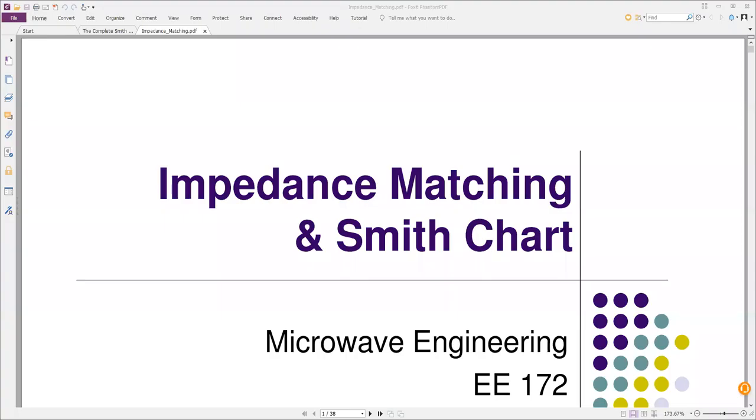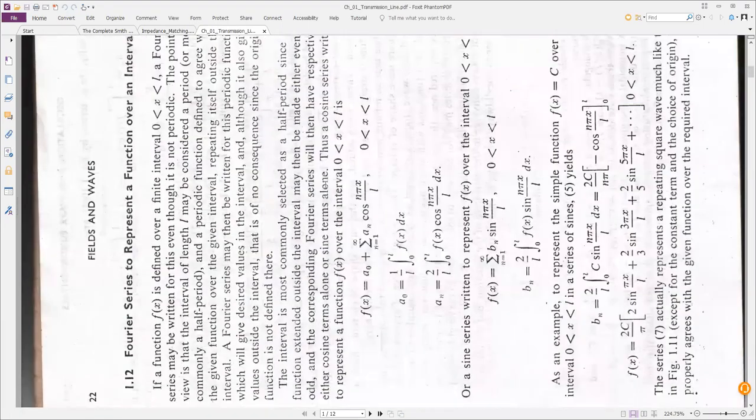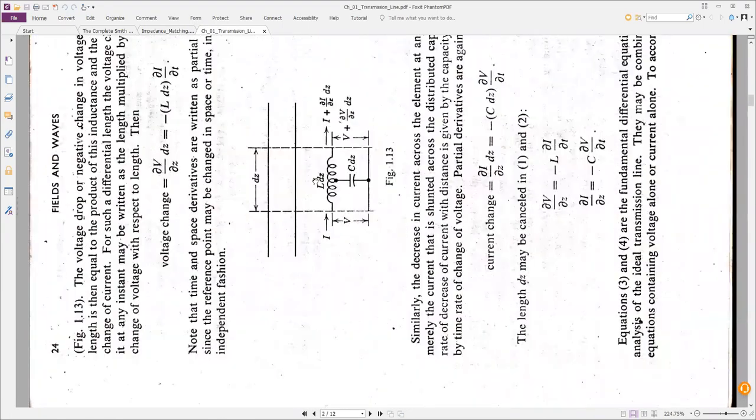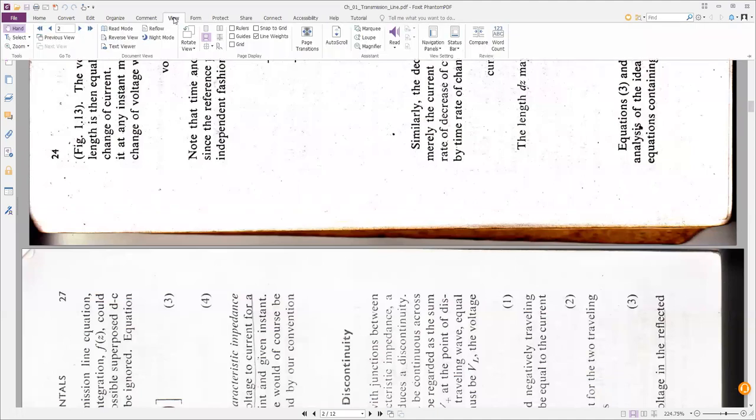Okay, this is the topic which is impedance matching and the Smith chart. Actually, I would like to show you the Smith chart, and for showing the Smith chart, we need this one, because we have started chapter 1. In chapter 1, we have the Smith chart. Let me show you.